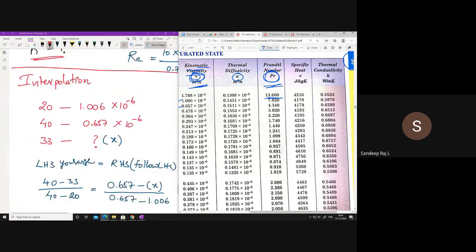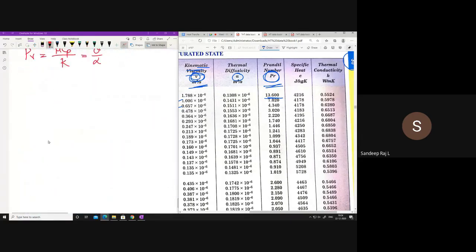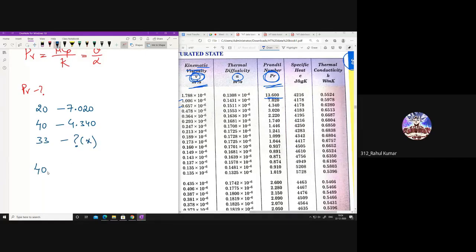All the interpolations you don't try to do on the actual page. You do the interpolations on your rough page. That is enough, because we are doing it for the first time, so I am showing it here. From the next time you will do it and tell me; I will not be doing this interpolation here. So for finding the Prandtl number, you have the 20 value as 7.020 and the 40 value as 4.340, and you need it for 33, which is x, let us say.